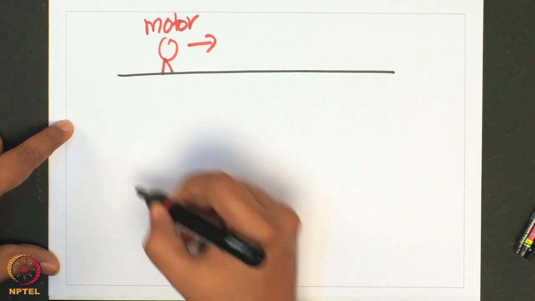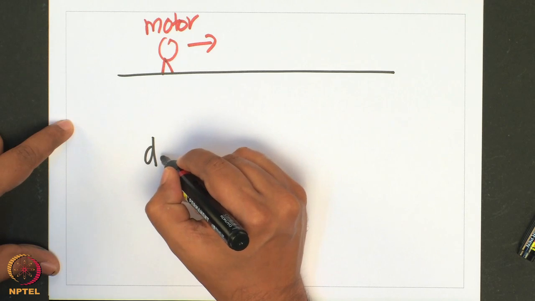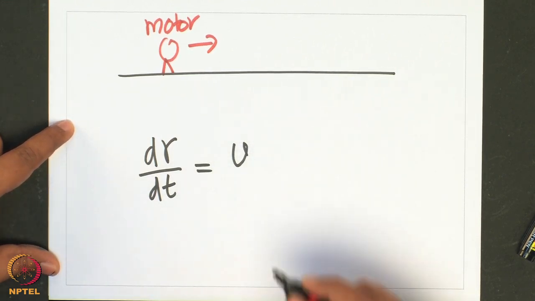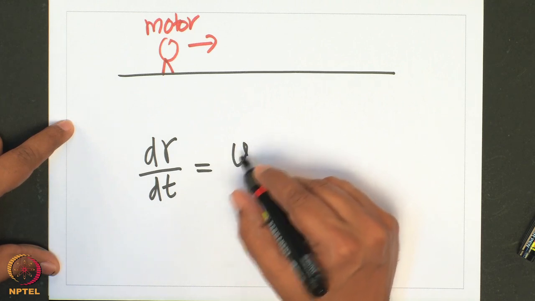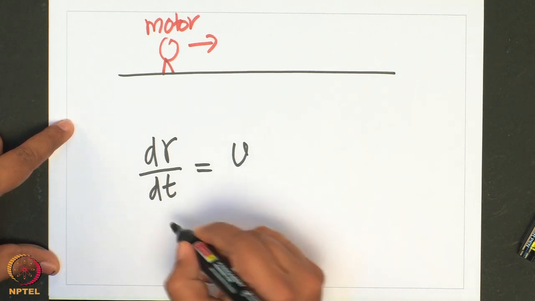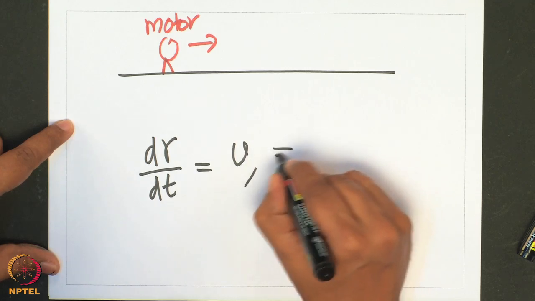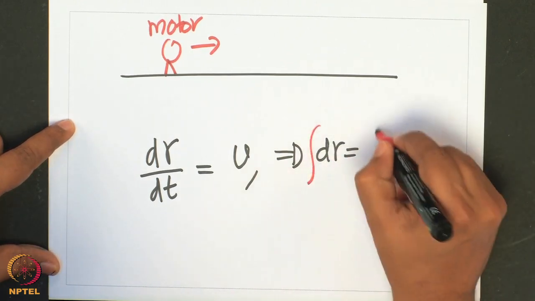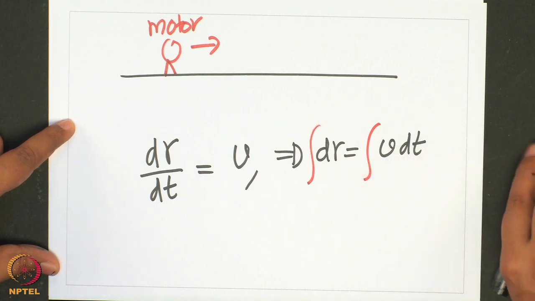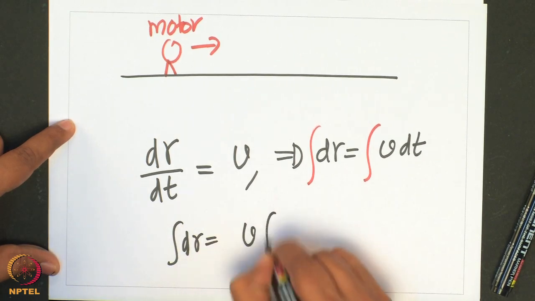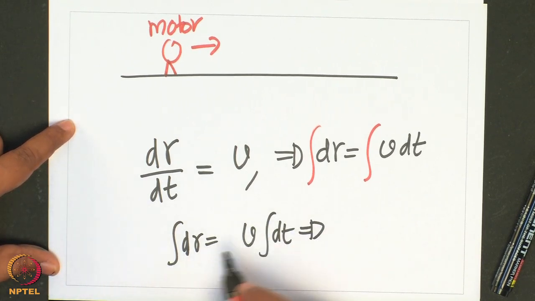And what do we know? We know that the position of this motor, R, changes with time, and we know the speed of the motor, V. If we know the average speed of the motor, this is the equation that we will get: dR by dt is equal to V. This would imply that dR is equal to V dt. I can integrate on both sides. If you assume V is a constant, I can take this outside the integral. I could write the integral of dR is equal to V times the integral of dt.